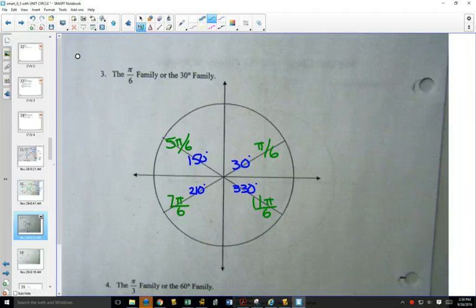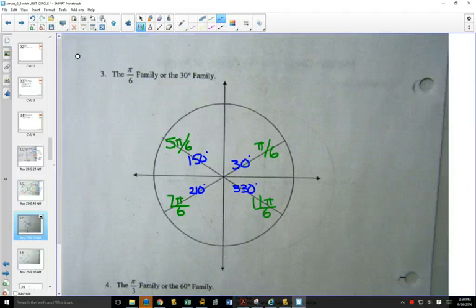Notice whatever's in quadrant 2 is always going to be 1 less than the denominator. It's going to be 1 less, 5 pi over 6. Whatever's in quadrant 3 is going to be 1 more than the denominator, because if you did 6 pi over 6 plus 1 pi over 6, you're going to get 7 pi over 6. And whatever's in quadrant 4 is always going to be 1 less than the denominator doubled, because if you have 2 pi, that's the same as 12 pi over 6, so the bottom doubled. Subtract 1, you're going to get 11 pi over 6.